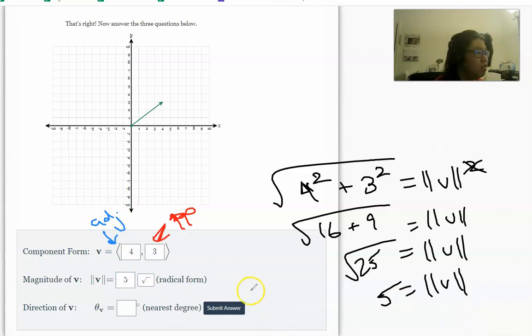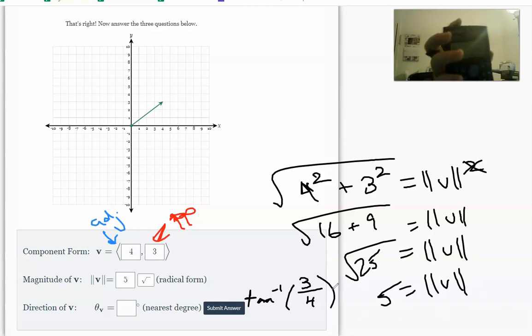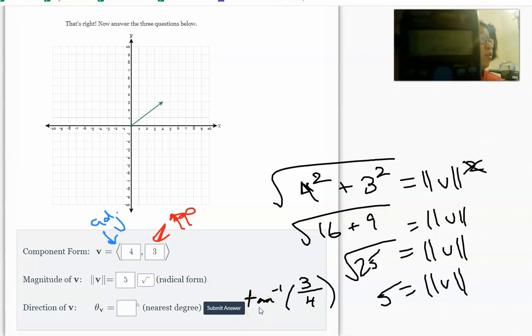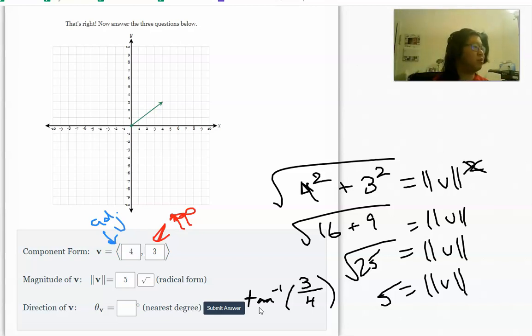Let me make sure I have this. Inverse tangent of 3 over 4. And that should help us get our answer. Inverse tangent 3 divided by 4 should be 36.8 something something. So we are just going to round it to the nearest degree, like DeltaMath says. 37. Submit our answer.